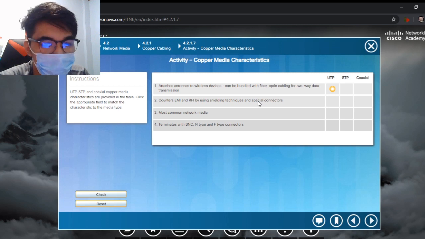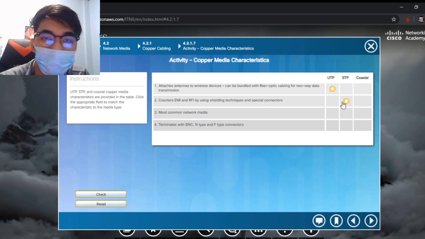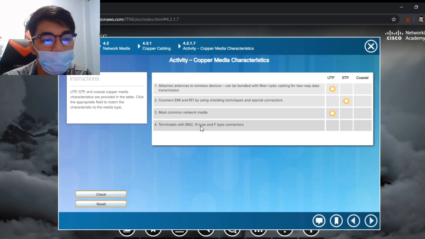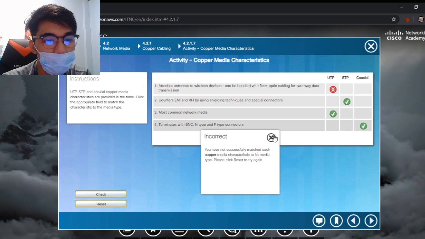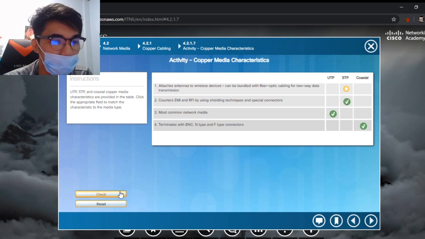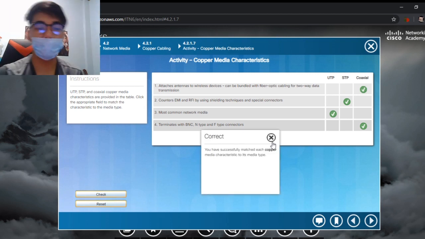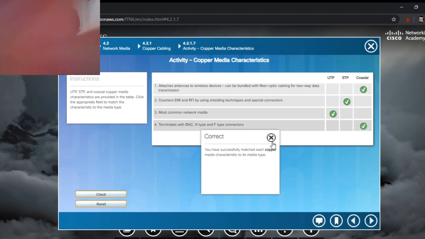Then counters EMI and RFI, that would be shielded. Then most common type of network, that would be the most common type of UTP. Then BNC and Delta, that would be coaxial. Then let's check. Oh, sorry for that, this one is STP, because of the fiber optic coaxial. And that's all for this activity. Sorry for that. Then let's go.